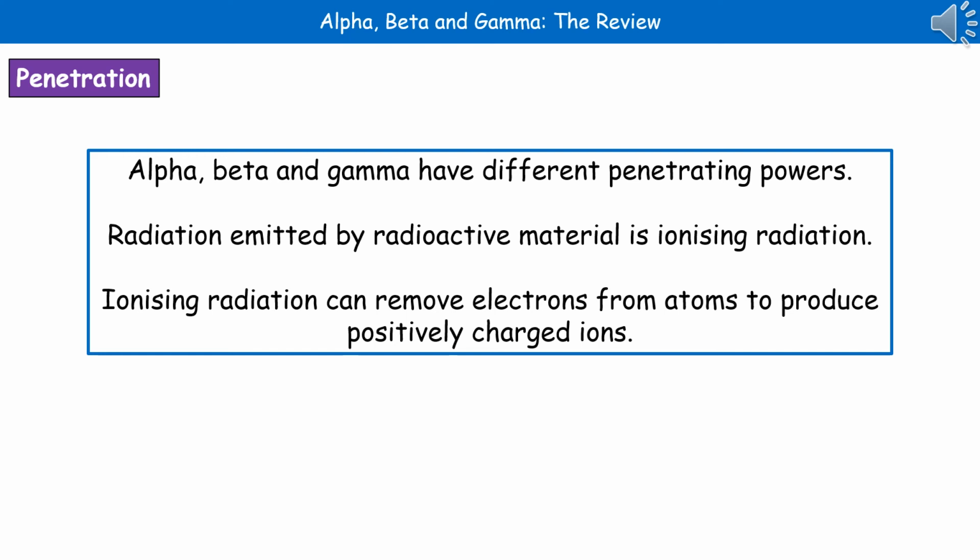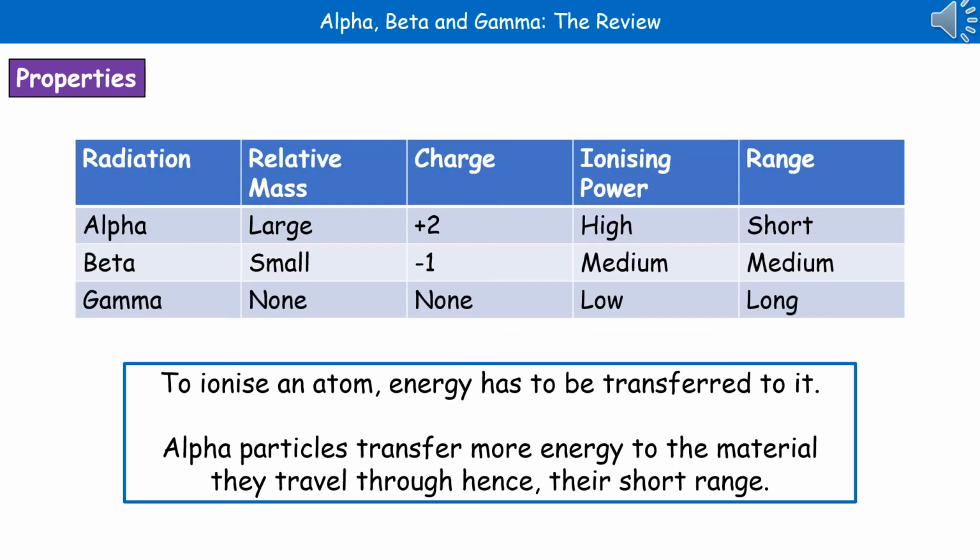Because alpha, beta and gamma have different penetrating powers, it does mean that we can identify them from what they're able to pass through. The radiation that's emitted by radioactive material is known as ionizing radiation. And ionizing radiation can remove electrons from atoms to produce positively charged ions. So in this table we've got a summary about the mass, the charge, the ionizing power and the range of alpha, beta and gamma. So make sure that you do know those key facts about those three types of radiation.